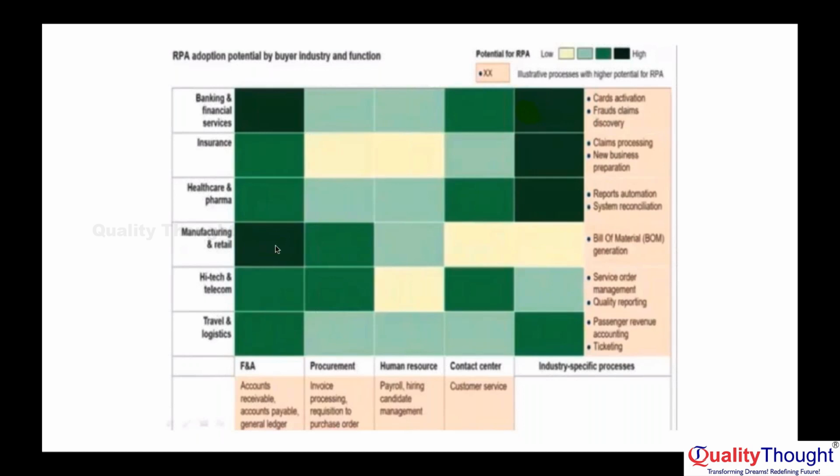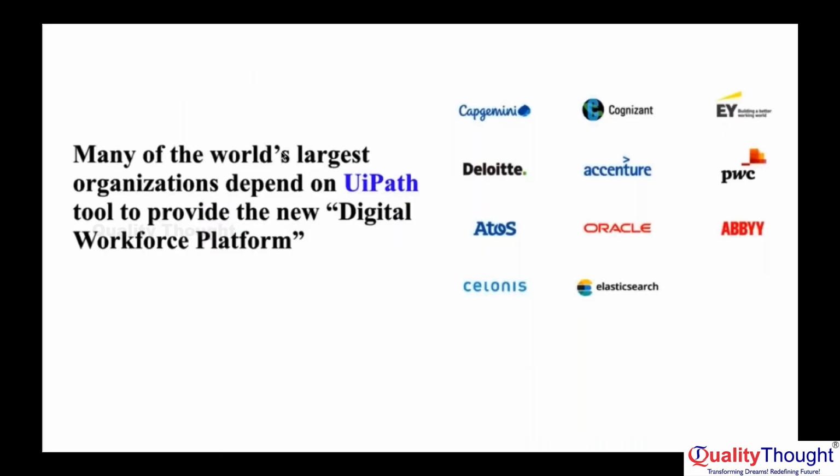So this is for manufacturing and retail, and these are for high tech, telecom, travel and logistics, and all your industry specific things. So basically, most of the IT fields, or most of the fields where IT is spanning, except for let's say 5 or 6 places, you have huge scope for getting RPA into it. So good luck.